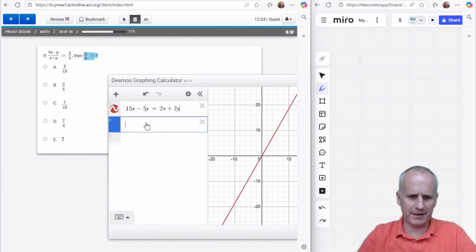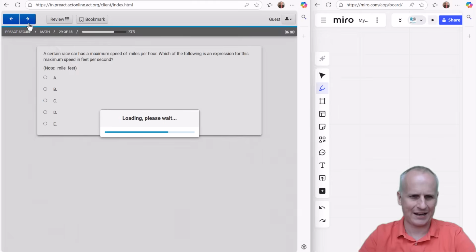And then we're just going to combine like terms. We're going to have 13x equal to 7y. At this point, I should be able to determine that when I move the y underneath the x, I'm going to have to move the 13 under the 7, and we get our correct answer of C, once again, without engaging the scratch work at all.